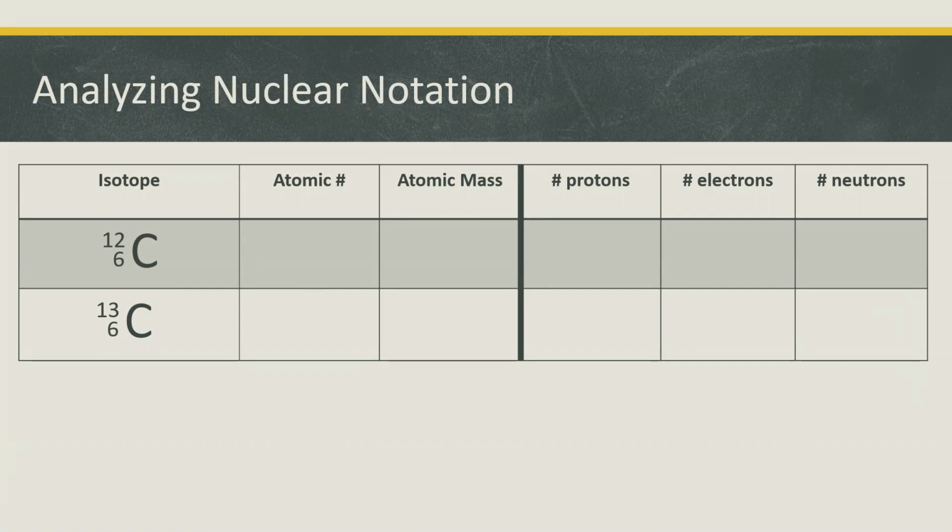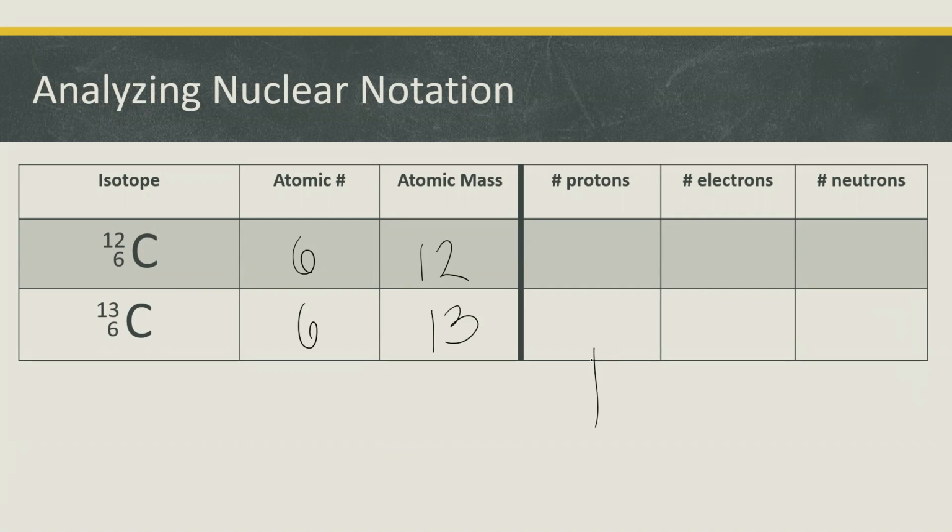So, looking at these examples, try to fill it out. The atomic number is the bottom number. The atomic mass is the top number. So the atomic number for both of these is going to be 6. They're both carbon. The atomic mass for the first one is 12. The bottom one is 13.